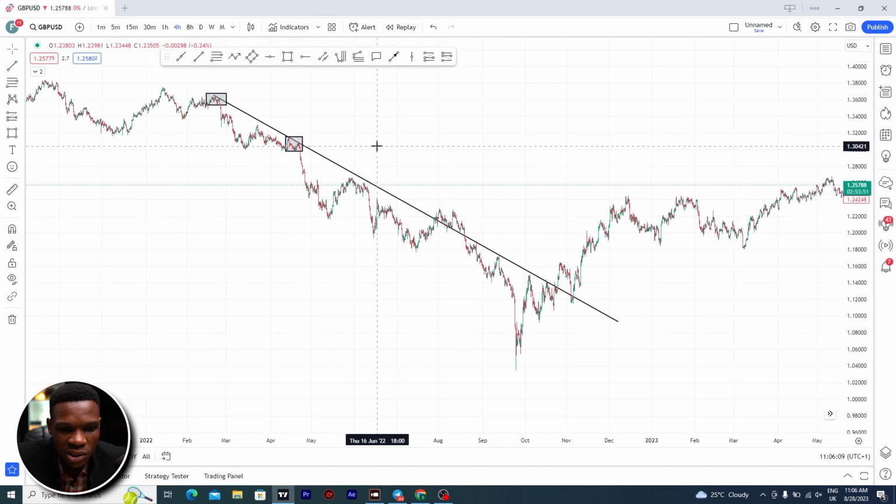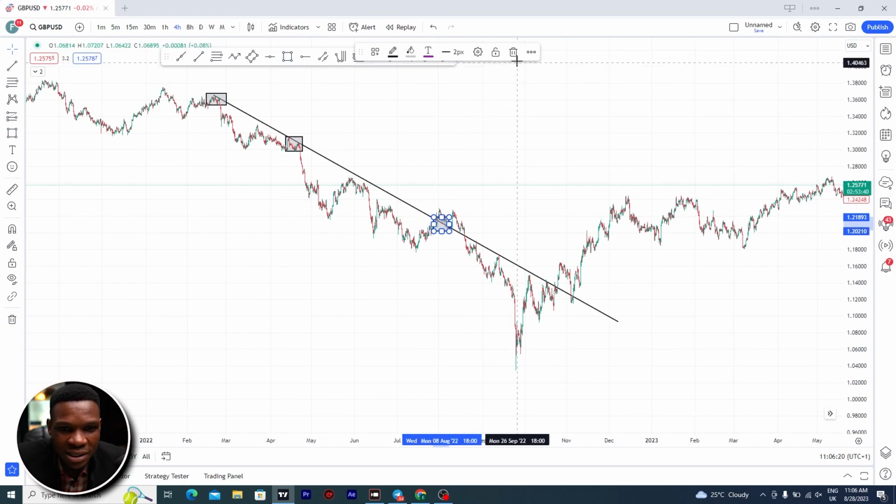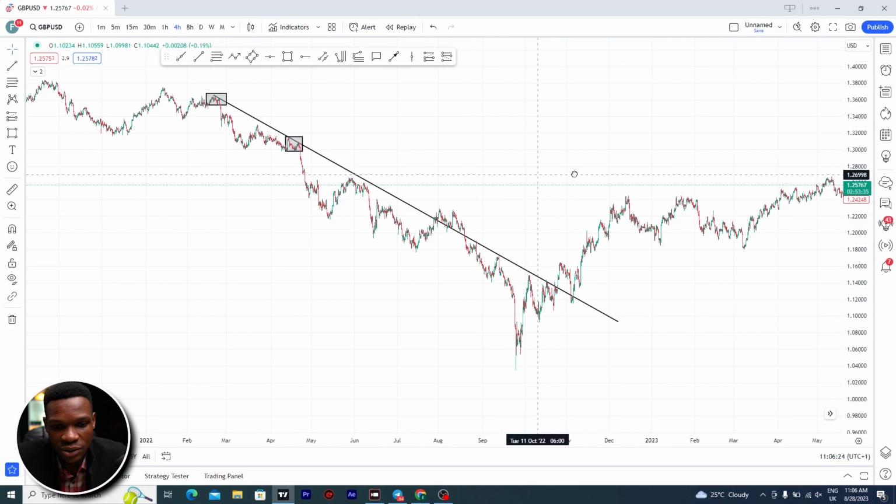So obviously this was supposed to be the third touch, but it didn't tap the trend line. So this is actually supposed to be the third touch. But this place now, this third touch is where the main focus of this lecture is.